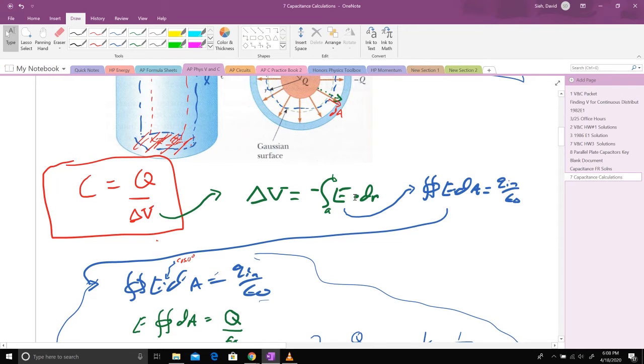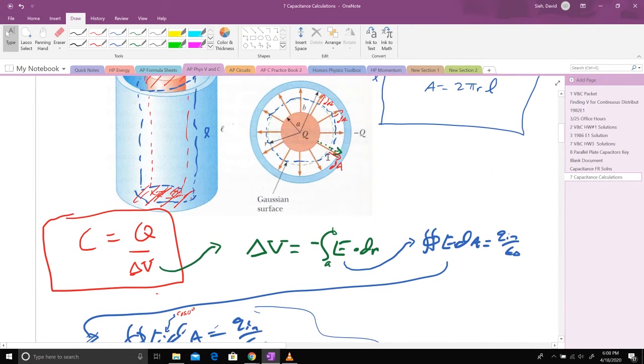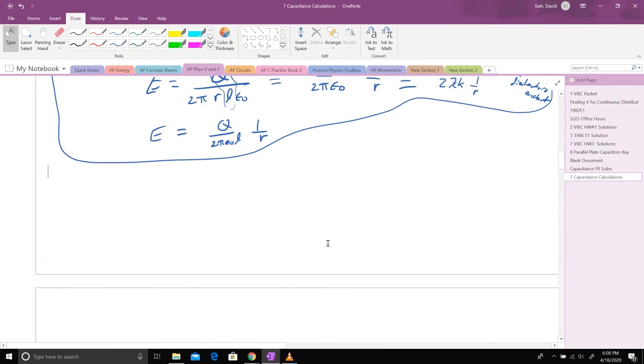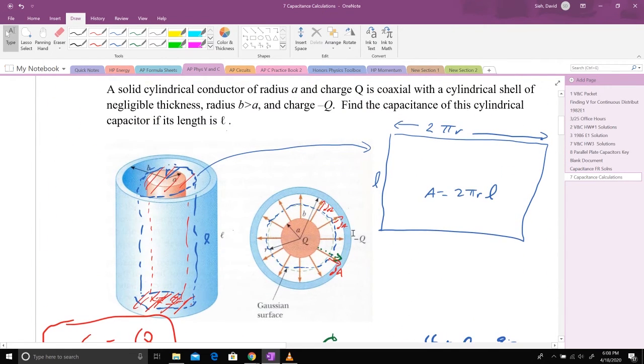So we do delta V is negative integral E dot dr, going from the inner plate to the outer plate, A to B. I'm going to switch colors here. So I'm doing delta V negative integral E dot dr, going from the inner plate A to the outer plate B, from R equals A to R equals B. When I do this, I chose to go from the inner to the outer. You don't have to go that way. You can go from the outer to the inner.